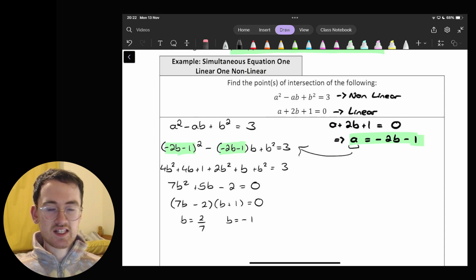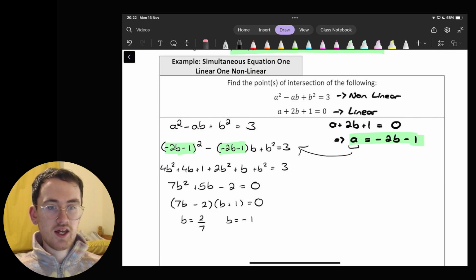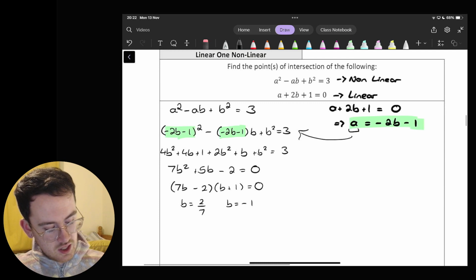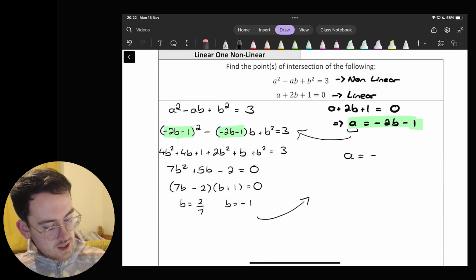Okay, so again, as expected, 2 answers for b this time. We're used to maybe just having 1. Now we're going to have 2 in these questions here. Now what I need to do is go back to my original equation here, which was a is equal to minus 2b minus 1, and I take my 2 options for b. So let's start off with b being 2 over 7.